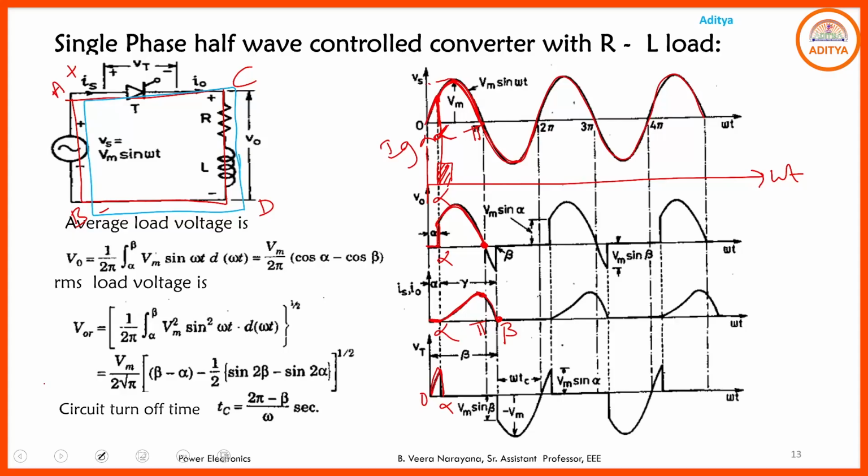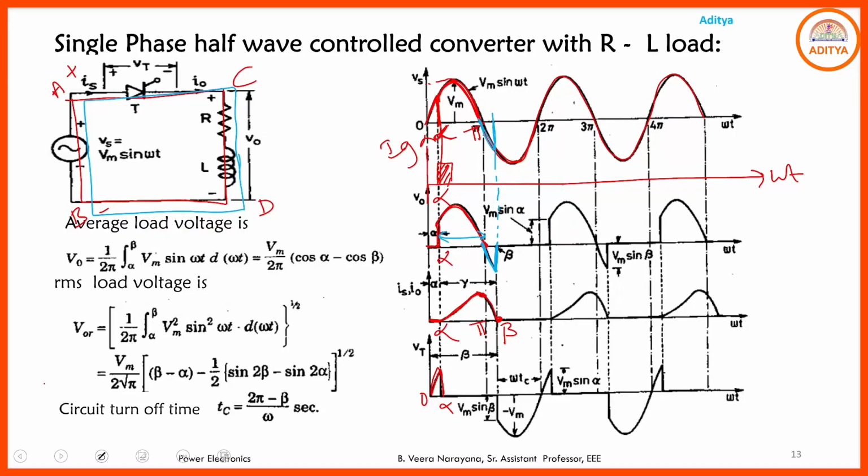Hence the conduction portion of the SCR is extended up to beta. So the source voltage is transmitted to the load up to beta. Hence this negative portion of the source voltage is available across the load. So here the positive portion simply represents some energy is transmitted from source to the load, and the negative portion of the output voltage means some energy is transmitted from load to source.